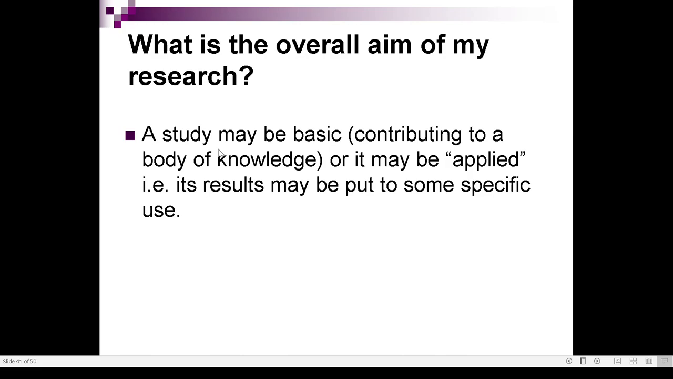So, a study may be basic, contributing to a body of knowledge, or it may be applied, like results may be put to some specific use. Those are the things that I mentioned.